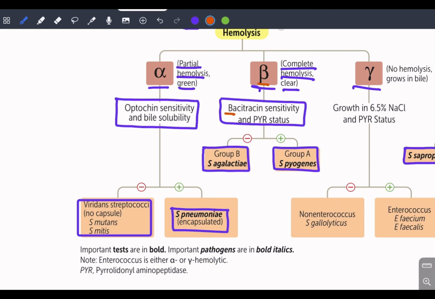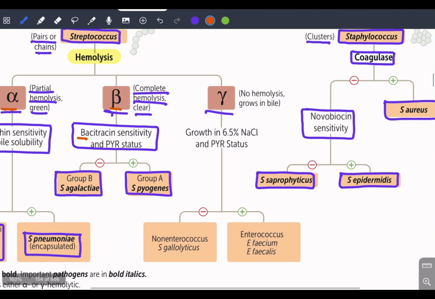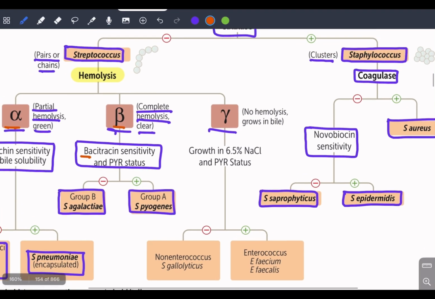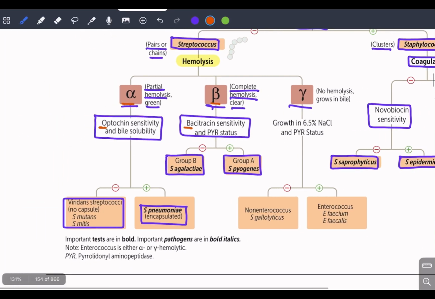Remember by the alphabet: B. In beta hemolysis we do bacitracin sensitivity, and in alpha, A and O are related with respect to their sounds. So with A and alpha you can remember that optochin sensitivity is done in partial hemolysis. Then here we do novobiocin sensitivity in Staphylococcus after the coagulase test. So these are the different types of bacteria that cause beta hemolysis.